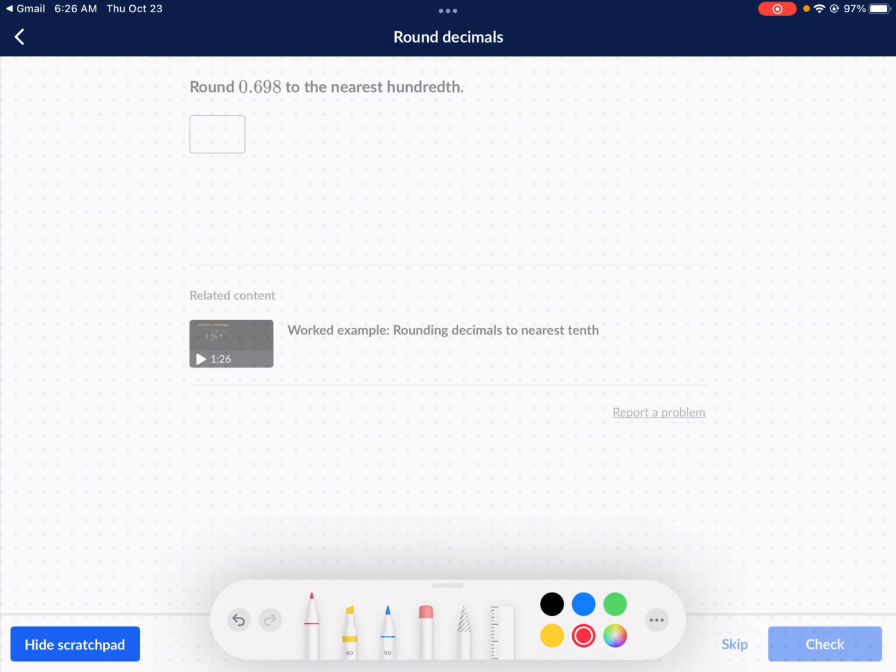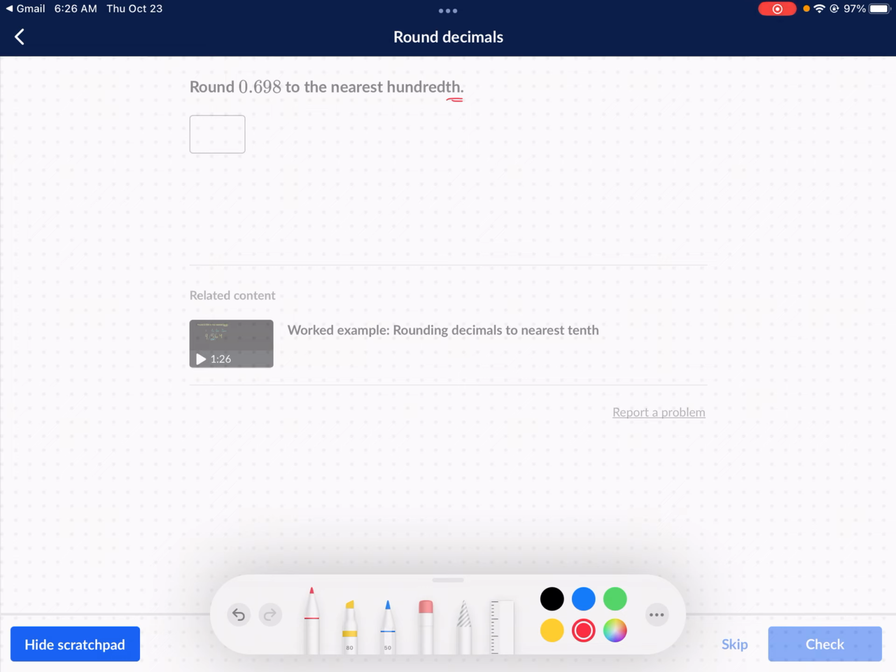Here we go, hundredths. This is what I'm hoping to see. So first we've got to understand where the hundredth is. Hundredth. Notice that TH. That means after the decimal. Right there. The tenths is the first one.